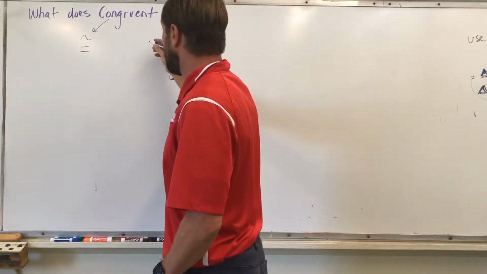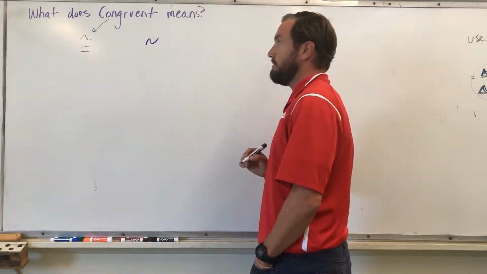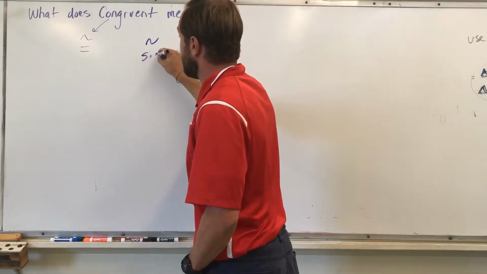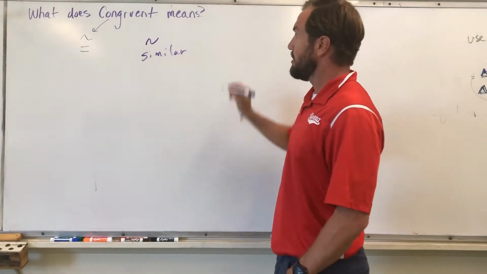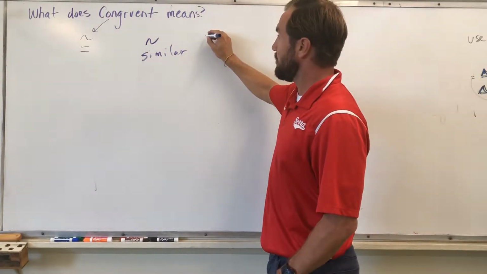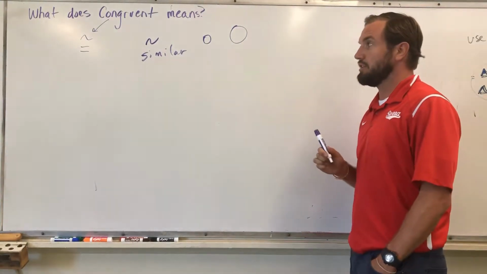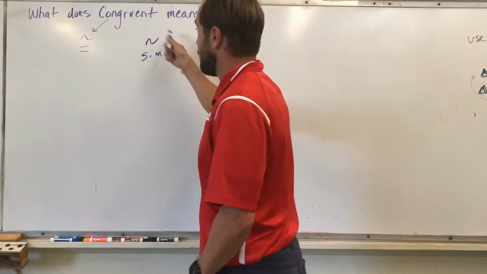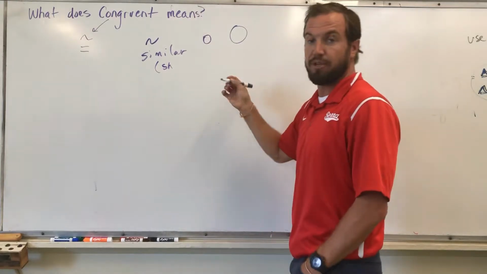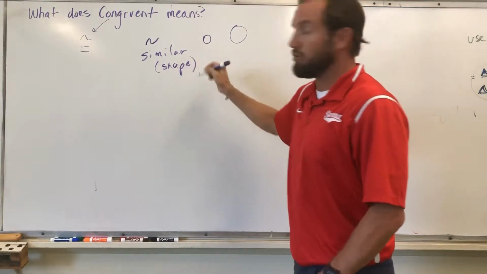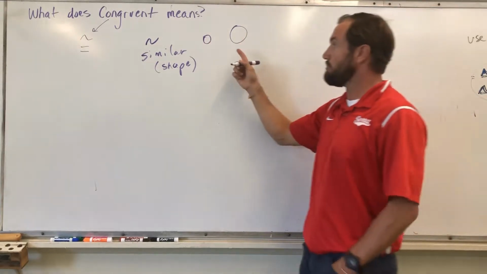One, it's talking about this idea of similar. So you have this part of the congruent symbol that means similar. One way to look at that is to look at two circles. These two circles have the same shape. So when we're talking about this symbol of similar, we're mainly talking about shape. We're trying to deal with shape, and these two circles have the same shape.